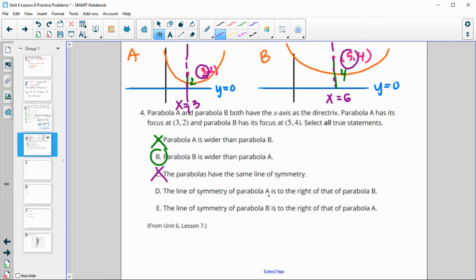The line of symmetry for parabola A is to the right of B, or B is to the right of A. So the line of symmetry, let me just draw it over here again. So the line of symmetry for A is at x equals 3, right? So this is A's line of symmetry, and B's line of symmetry is at x equals 5. So which one is to the right? So B is to the right of A.